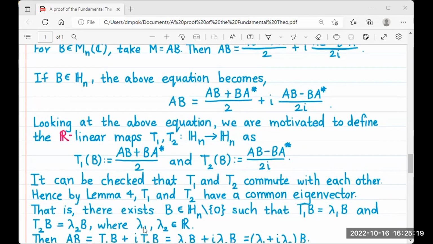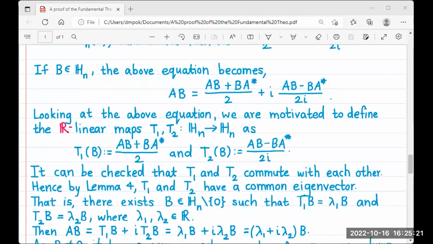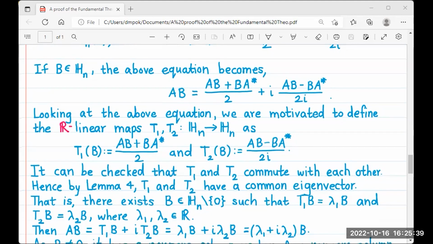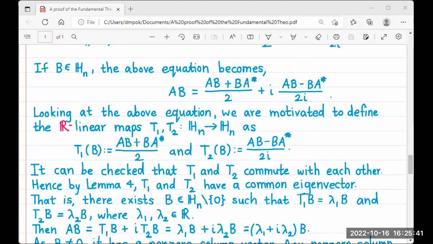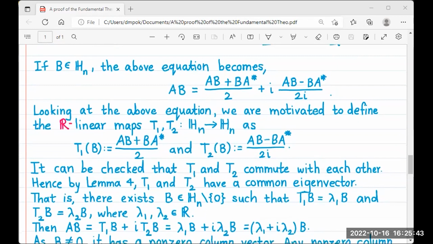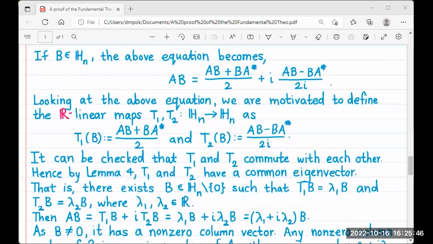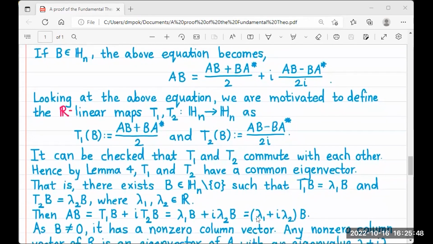And AB can be written as T1b plus i times T2b, but T1b is lambda 1 times B, T2b is lambda 2 times B. So we get AB is equal to lambda 1 plus i lambda 2 times B, where lambda 1 plus i lambda 2 is a complex number. So this is the situation which I was looking for. If I consider now B is non-zero, so I can consider a non-zero column vector of B, then it will serve as an eigenvector of A with eigenvalue lambda 1 plus i lambda 2.